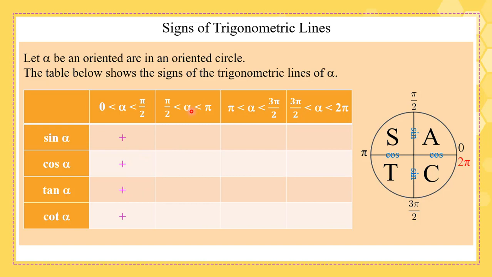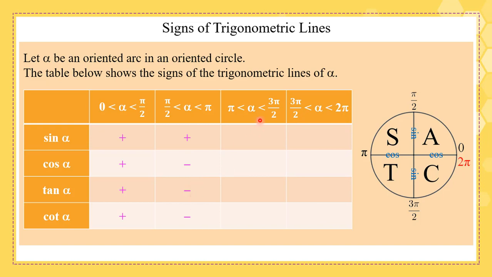Now, if we choose an angle between pi over 2 and pi in the second quadrant, which is somewhere here, and if we project on the sine axis, we can see that the sine is positive. Whereas if we project it on the cosine axis, on the x-axis, we can see that the cosine is negative. So tangent is positive over negative, which is negative, and cotangent is negative over positive, which is negative.